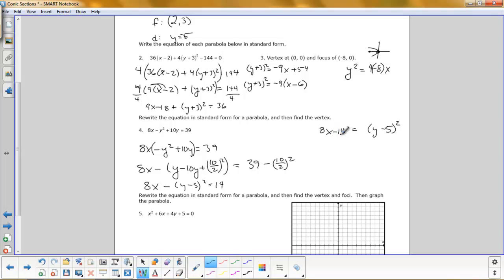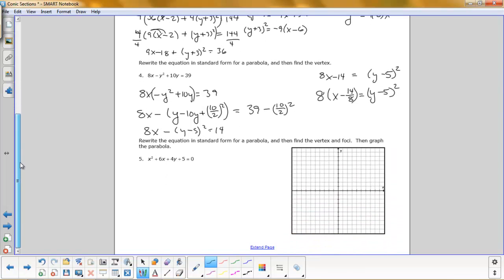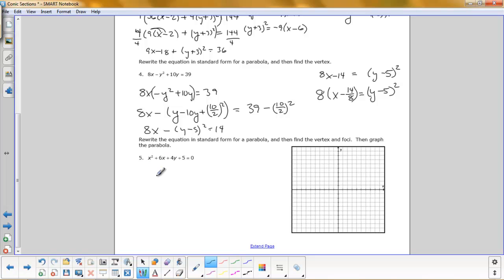Take out the coefficient of 8. In looking at this problem a little bit more in depth, I believe that 39 is the incorrect number to use here, because 14 probably should be 16, but we'll go ahead and leave the problem as it is, and we'll just rewrite it as 8 times x minus 14/8. Now you can see why it was probably meant to be 16. Y minus 5 squared. I guess we're getting to the end of the unit, and even the curriculum writers are making a couple of mistakes.